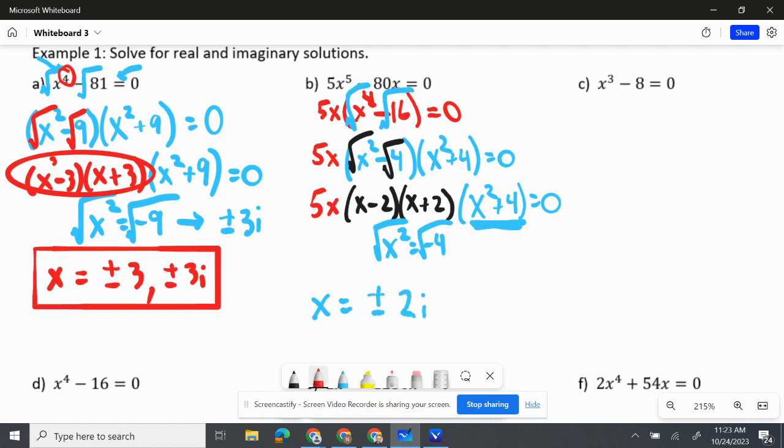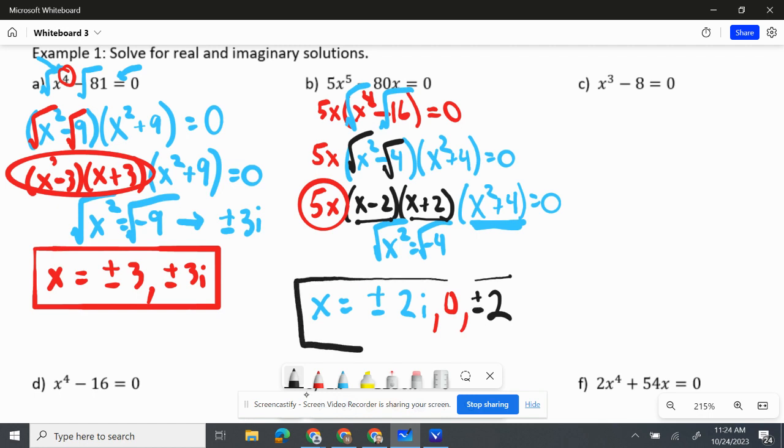And then I'm going to be looking at the opposites. That would be 0. And then for these ones, the opposite of negative 2 is 2, and the opposite of positive 2 is negative 2. So that would be plus or minus 2. Notice I have 5 answers, and that's expected because we have degree 5.